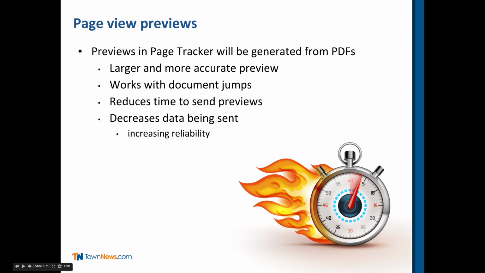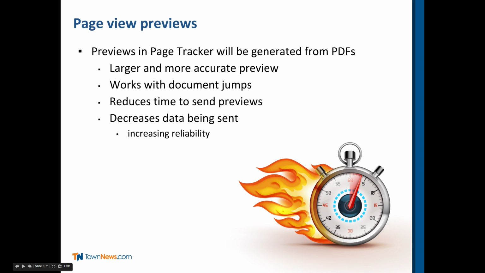Well, we're now going to make the previews for Page Tracker from a special PDF setting that we're including along with the plugin. And so this does a couple things for us. One, it actually tends to, in many cases, be a smaller file than the JPEG, but yet when you're viewing it online, you'd be able to see a higher quality version of it. It also works with document jumps.